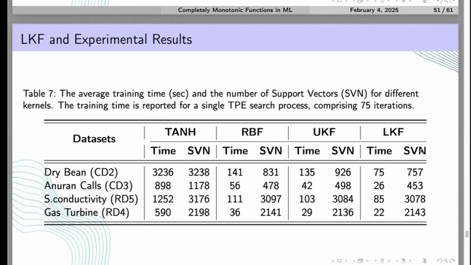And also support vector numbers are presented here, which means that if you have a smaller support vector number, your model is not very likely to overfit, because you have a small amount of points that your model is established on, constructed on, so it is more robust or more stable. So we see that support vector number is also the best for the LKF kernel.